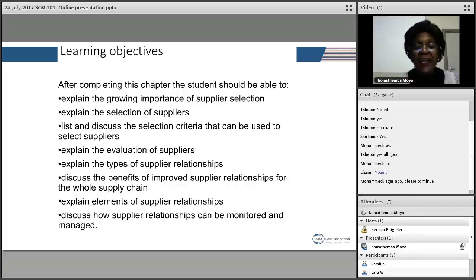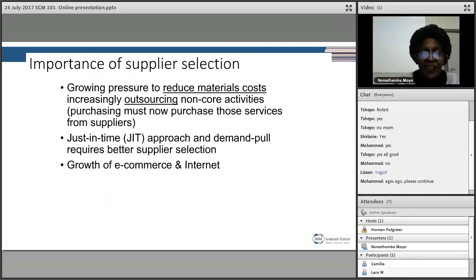Explain the types of supplier relationships. Discuss the benefits of improved supplier relationships for the whole supply chain. Explain elements of supplier relationships. Discuss how supplier relationships can be monitored and managed. Importance of supplier selection.